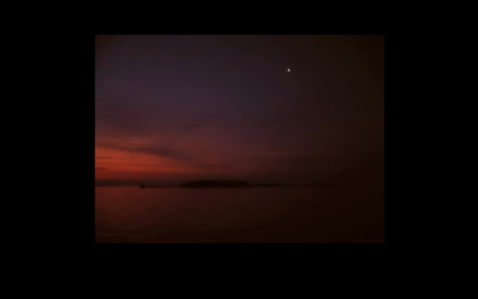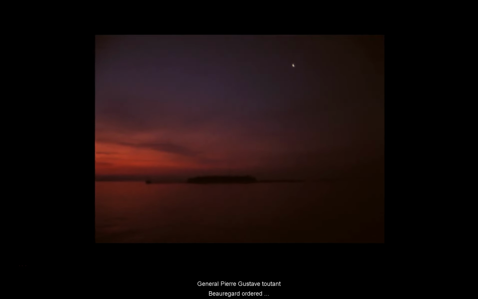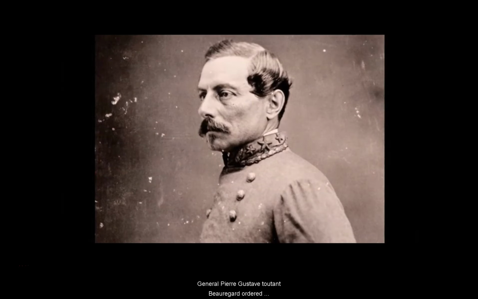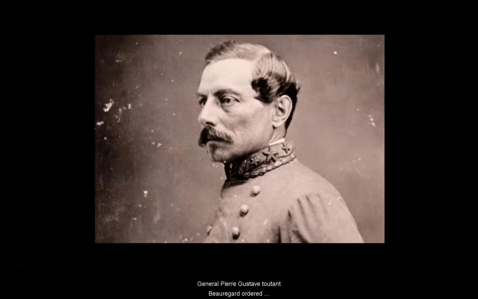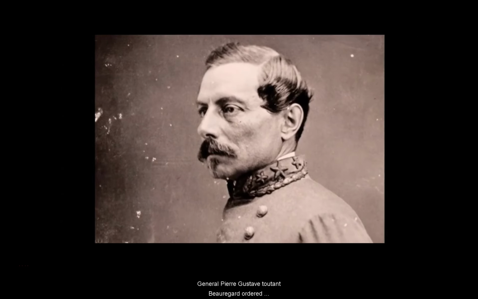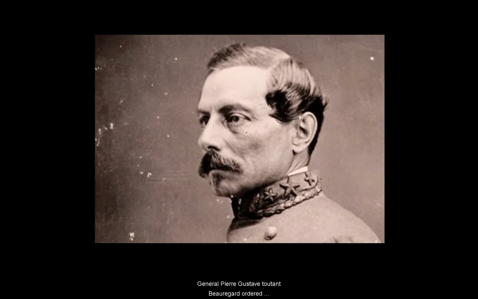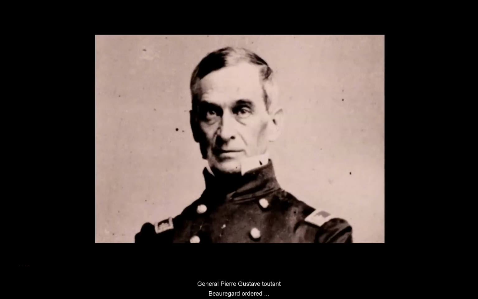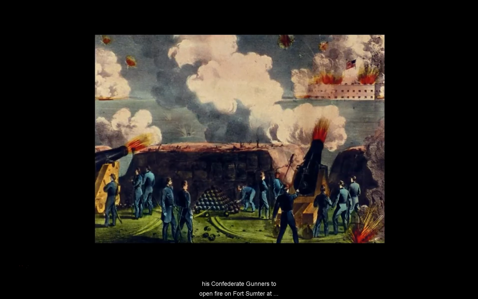The Civil War began at 4:30 a.m. on the 12th of April, 1861. General Pierre-Gustave Toutant Beauregard ordered his Confederate gunners to open fire on Fort Sumter, at that hour only a dark shape out in Charleston Harbor. Confederate Commander Beauregard was a gunner, so skilled as an artillery student at West Point that his instructor kept him on as an assistant for another year. That instructor was Major Robert Anderson, Union commander inside Fort Sumter.